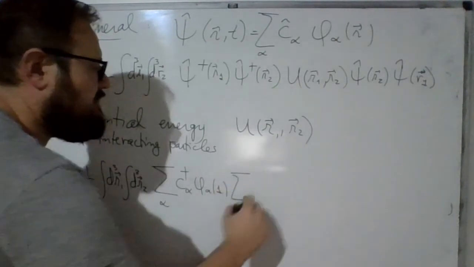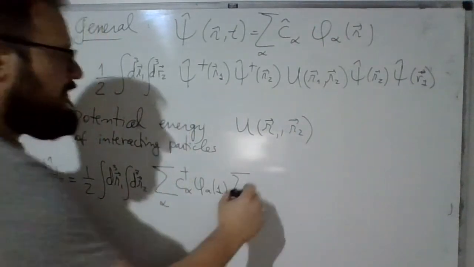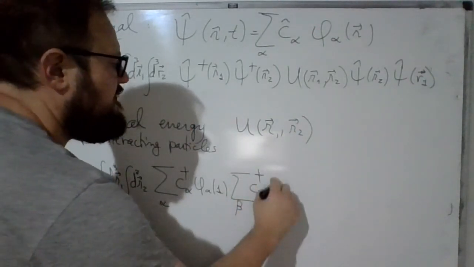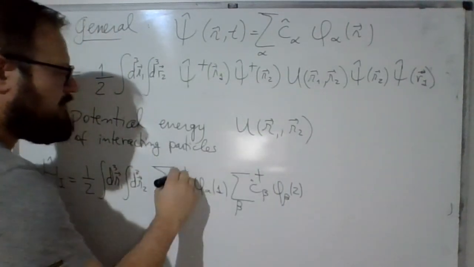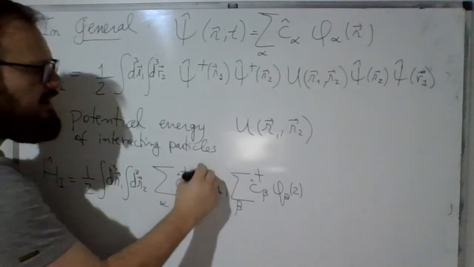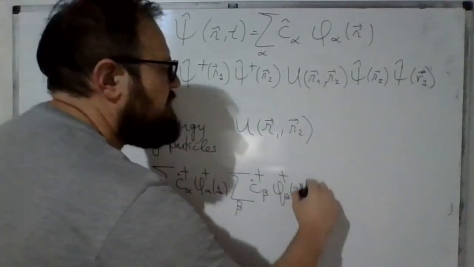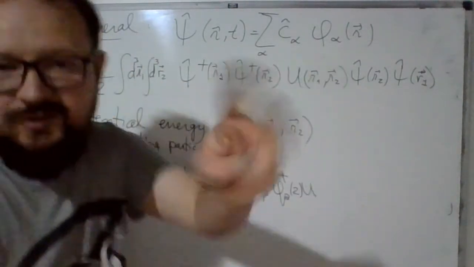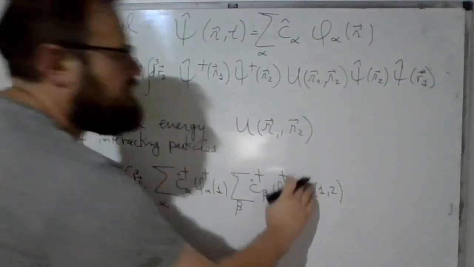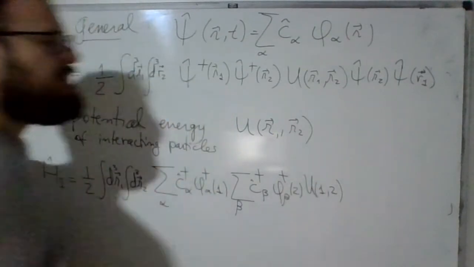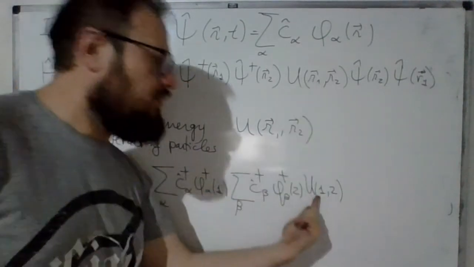A second summation, I need to use a second label, which is a set of quantum numbers, beta, C dagger of beta, phi beta of R2. Okay, so these are operators. These are phi daggers of alpha and beta. Okay, this is the potential matrix connecting the two particles, connecting particle 1 and 2. So just for the sake of simplicity and cleanness of notation, we will write in place of R1 and R2 just 1 and 2.